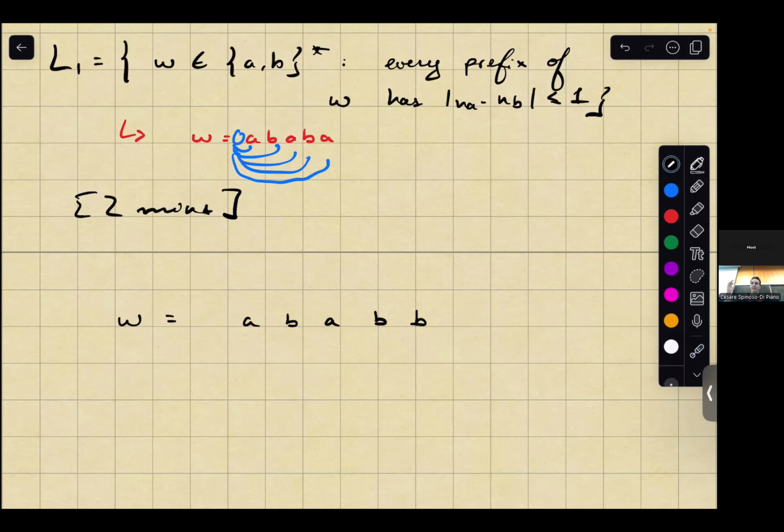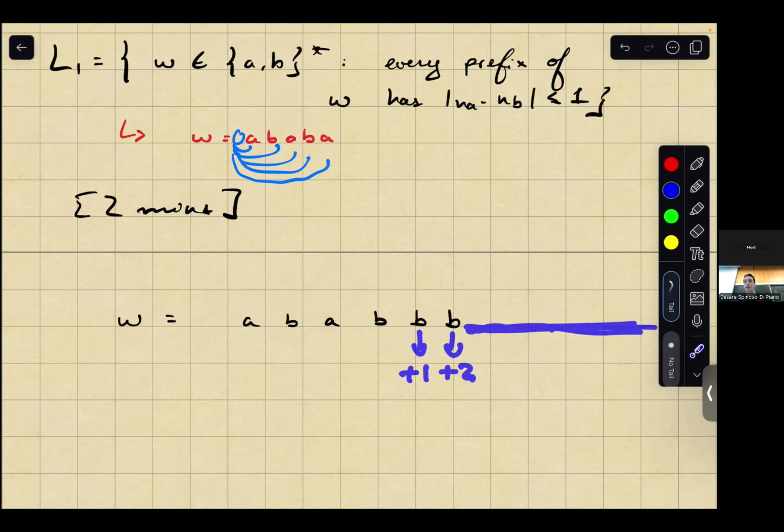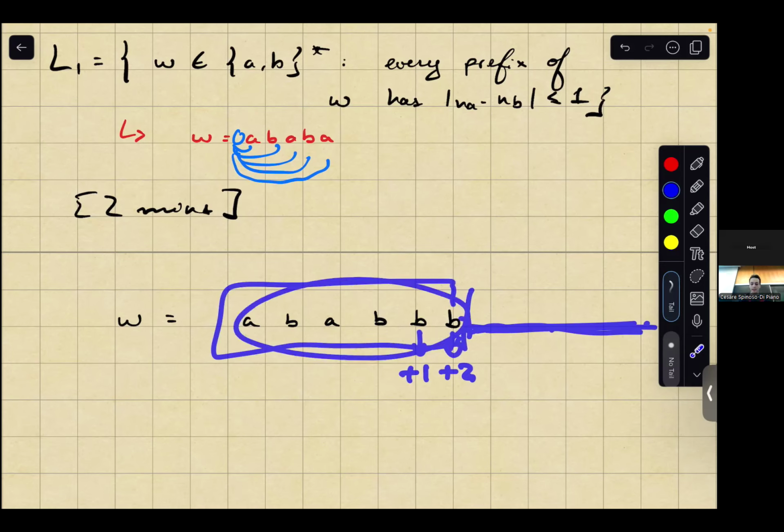So what happens if I exceed this count? Here I'm at +1, and now I'm at +2. The crux of this is that once I'm at +2, I don't care what's after in the string, because I already know that this prefix has 2 more B's than A's. So already this prefix does not respect this definition, because this says every prefix of w has to have a difference of A's and B's less than or equal to 1. So as soon as I hit +2, I can reject immediately.